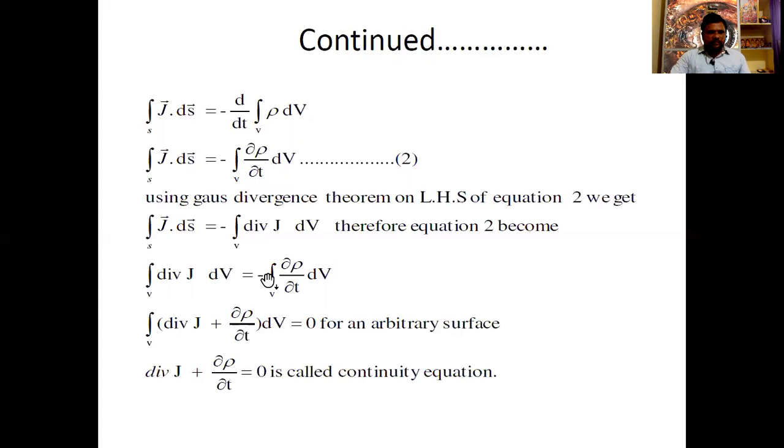Now we are bringing this term to this side. So the volume integral of divergence j plus dou rho by dou t into dv is equal to 0. It's for an arbitrary surface. Whatever surface we take, it is applicable. Because this integral is becoming 0, this part should become 0. So divergence j plus dou rho by dou t should become 0. This is called the continuity equation in electricity and magnetism.